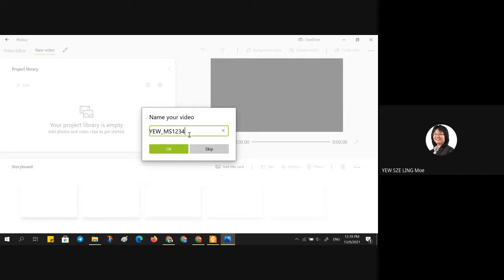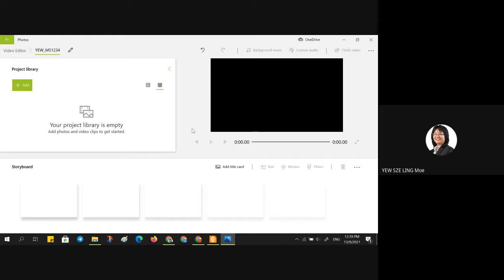So this is what you're going to do in your practical test as well. I want you to write your video's name in this form: your full name, underscore, your metric number. And then okay. The name will come up on the top left corner, so you can see whether that is correct. Once you name the video, that means you are ready to use the video editor to edit your video.